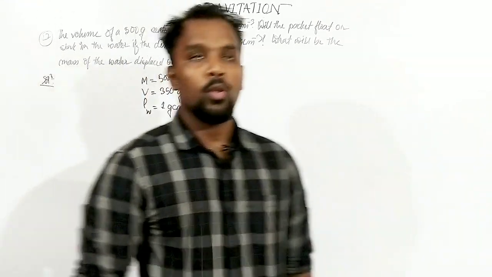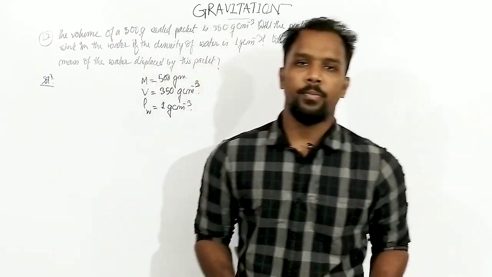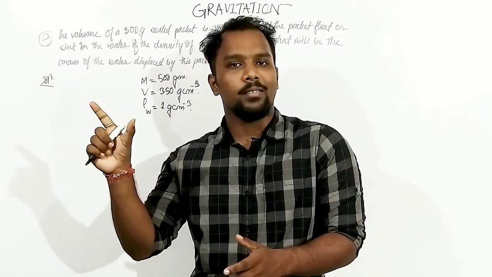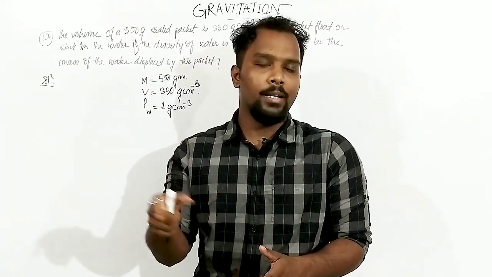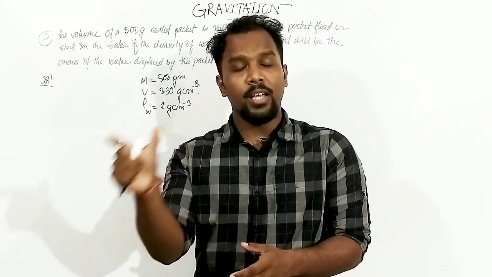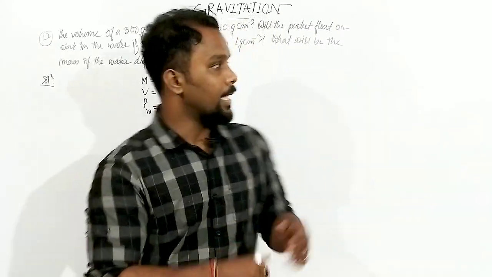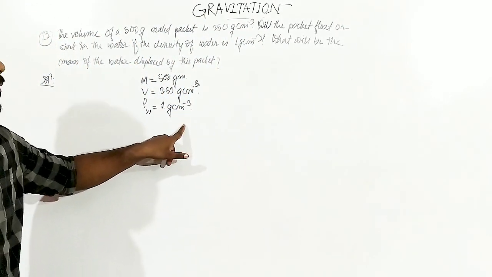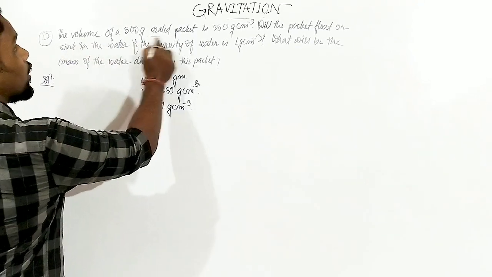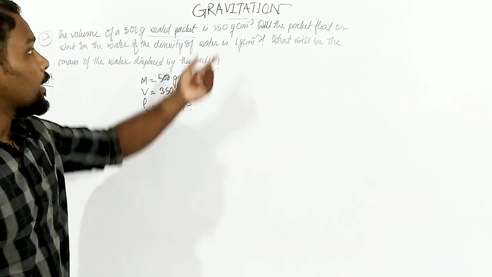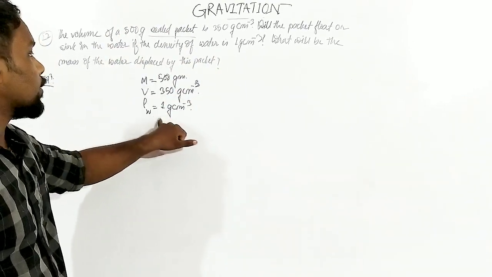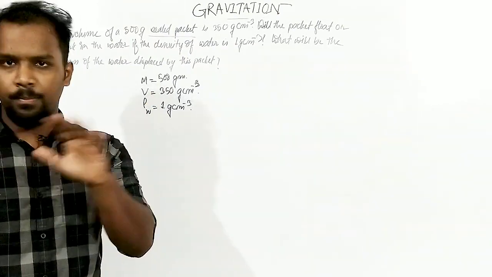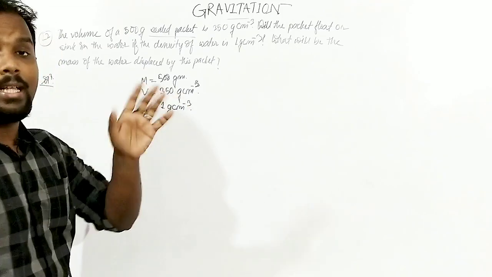Now the fact is, when we discuss buoyancy and the Archimedes principle, if something has to float on water, the object's density has to be lower than the density of the water, then that object is going to float. Here the density of the water is given as 1 gram per centimeter cube. To float the packet on the water, the packet's density has to be smaller than the density of water. Then only the packet is going to float on the water. Simple fact. So for that, we are first going to calculate the density of the packet.